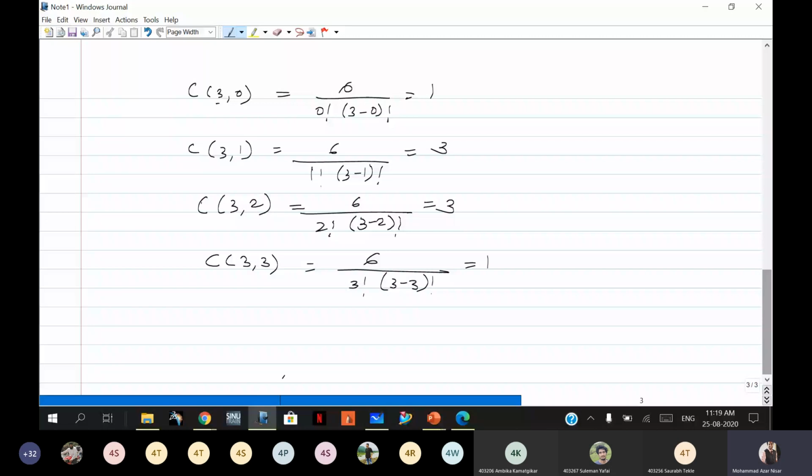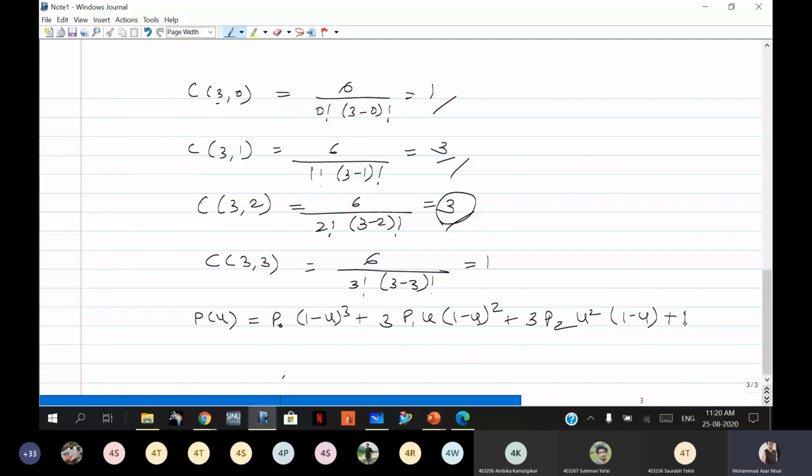Now putting these values in the equation, this answer, this 1, 3, 3 and 1 in that equation number 5, then you will get P of u equal to P0 in bracket (1 minus u) cube plus, now instead of that 3 c in bracket 3 comma 1, you have to take this value 3 P1 u (1 minus u) square plus 3 P2 u square (1 minus u) plus P3 u cube. Okay, so this is up to n equal to 3.